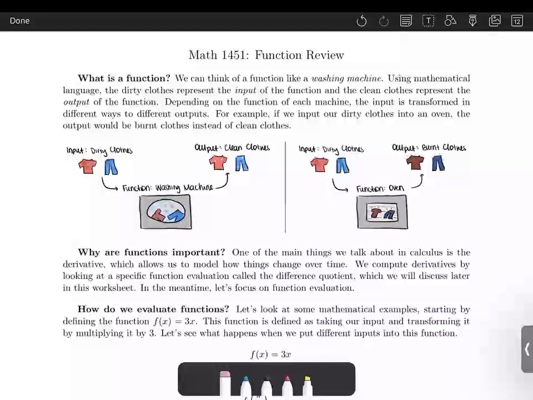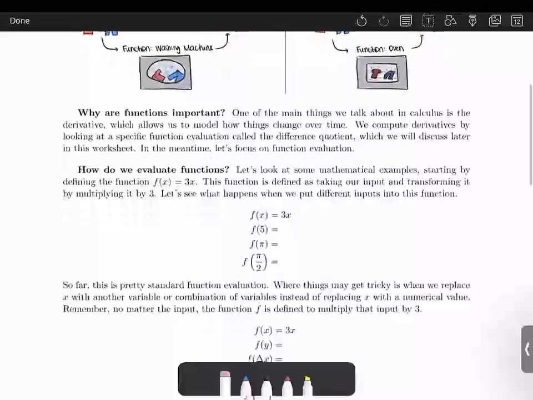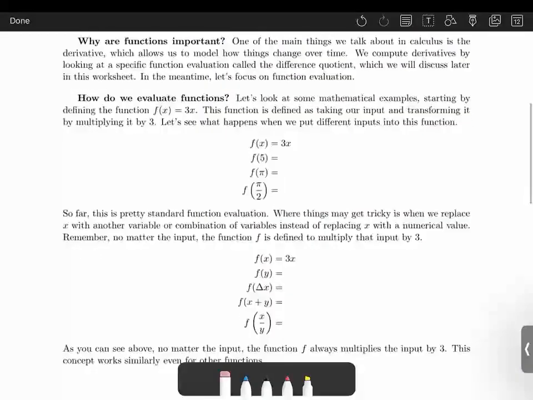We compute these derivatives by looking at a specific function evaluation called the difference quotient. And in order to calculate the difference quotient, we need to be really comfortable with evaluating functions. So let's look at some examples of evaluating functions, starting by looking at this function, f of x equals 3x.